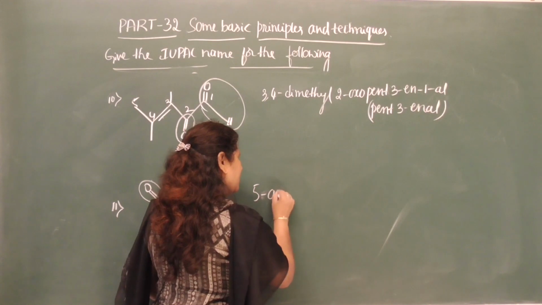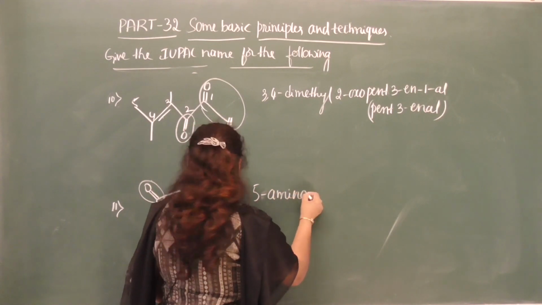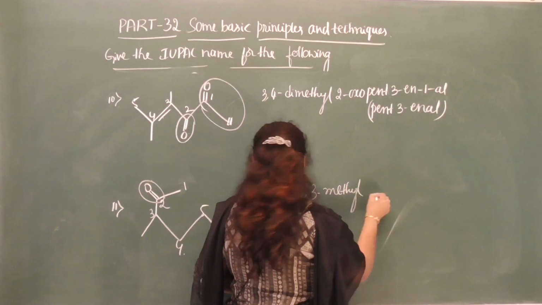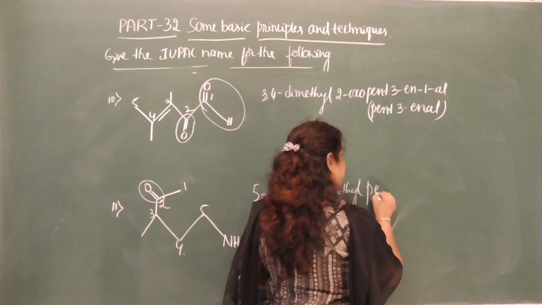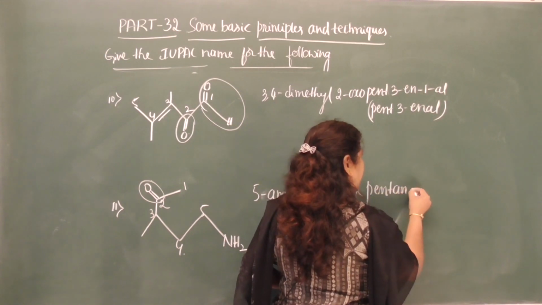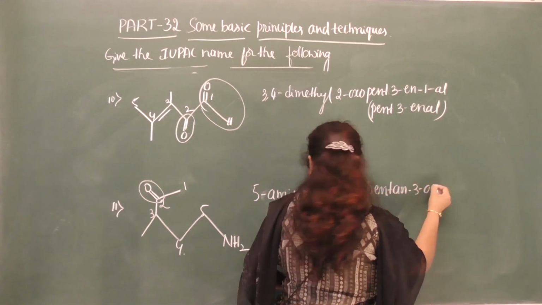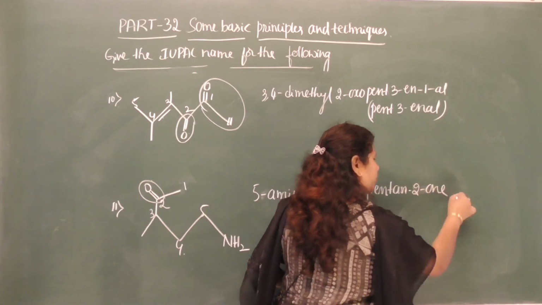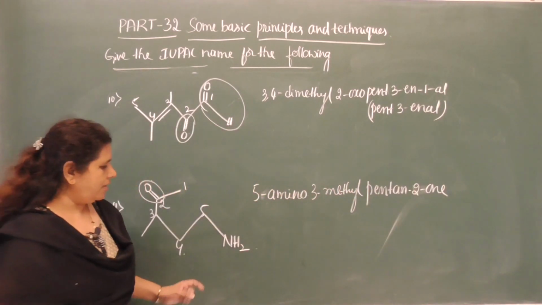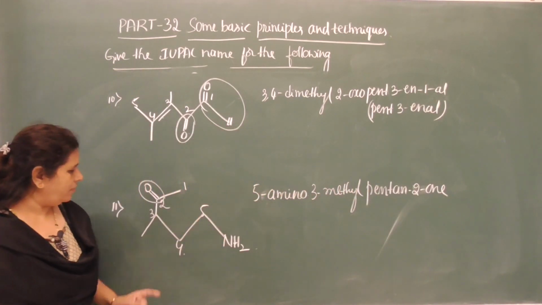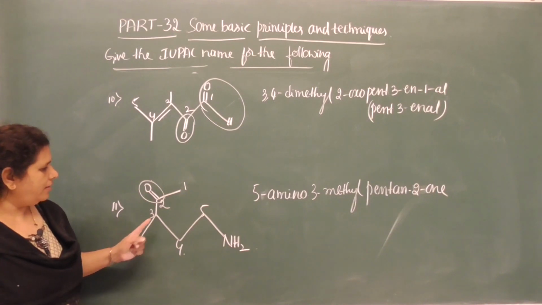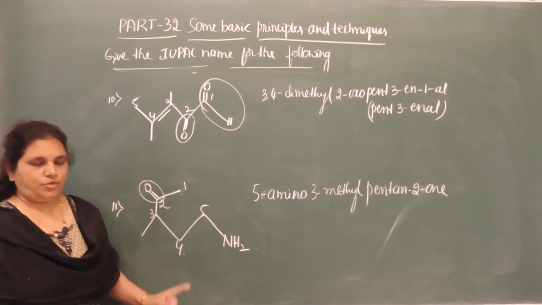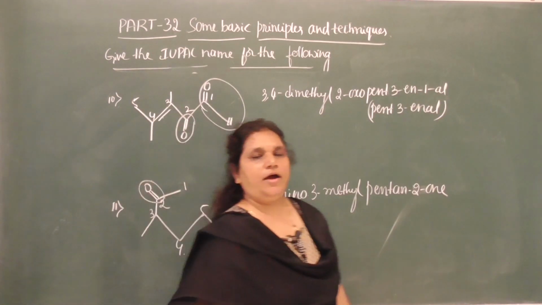5-amino. Arrange in alphabetical order. 5-amino, 3-methyl, pentane, 2-one. Pentan-2-one is the IUPAC name. See here, 5-amino, 3-methyl, pentan-2-one. So pentan-2-one is the IUPAC name.